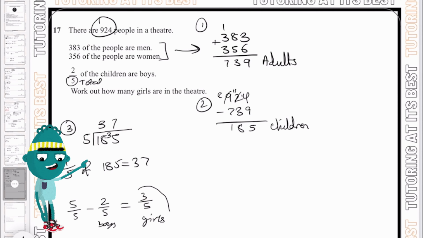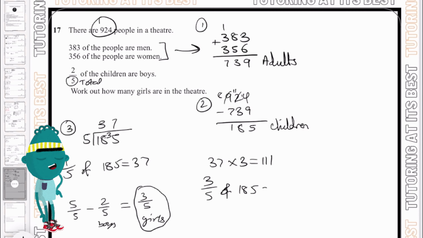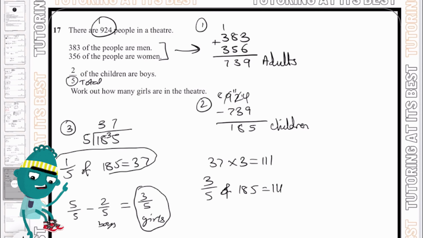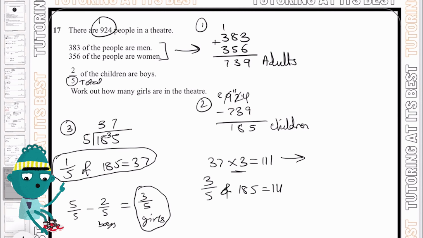So now this is what we need to work out. So again, we'll go with 37 times 3, which will give us 111. And that is now 3/5 of 185 equals 111. So where did I get 37 from? Well, we know that 37 is equal to 1/5. So if I times this by 3, that will give me 3/5. So our overall answer is going to be 111.